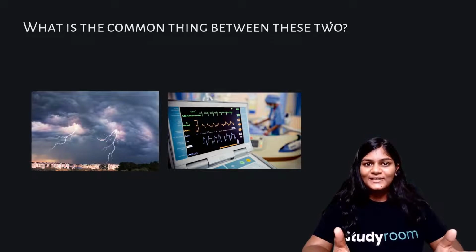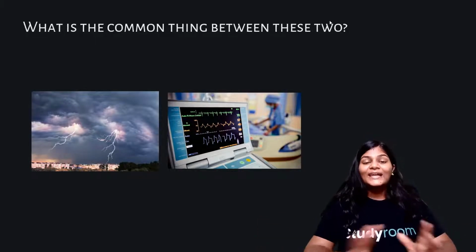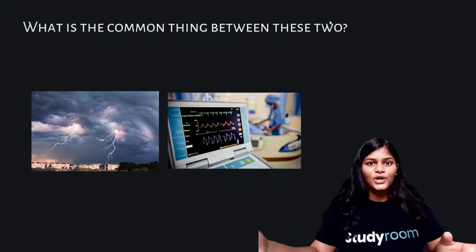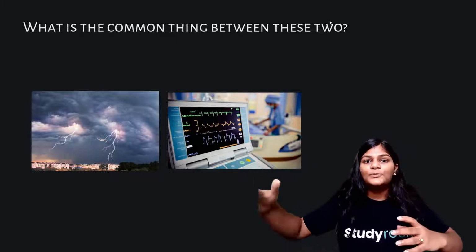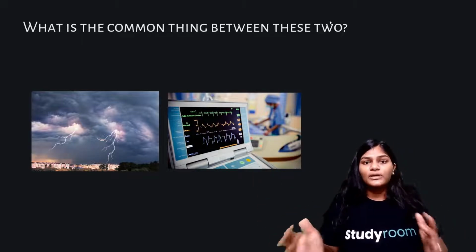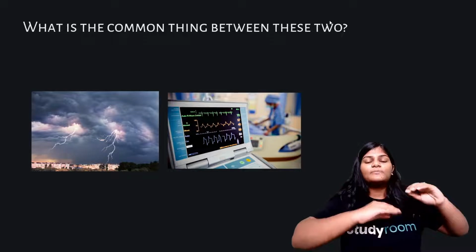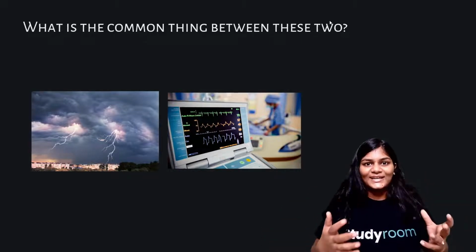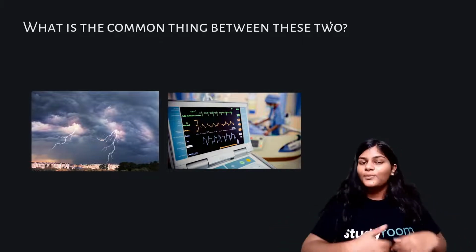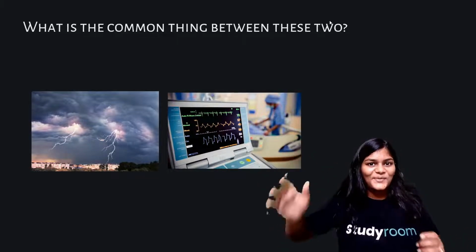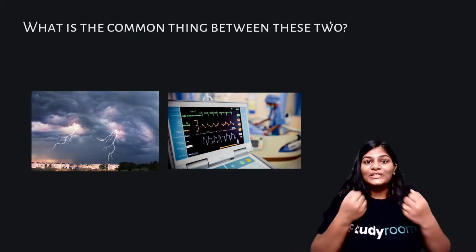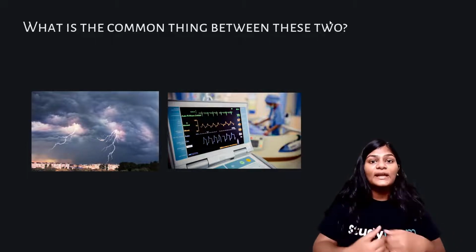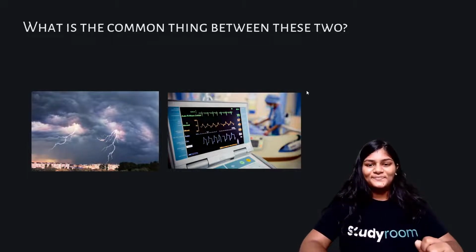Okay, and the first one is nothing but lightning. Lightning is only a discharge of electric charges in the atmosphere. So you don't need to know too much detail about that right now, but it's all electric current, it's all electricity. So electricity is all around us, from our hospitals to the sky. Okay, so that is what is common between these two pictures, electric charge or electric current. Okay, moving on.